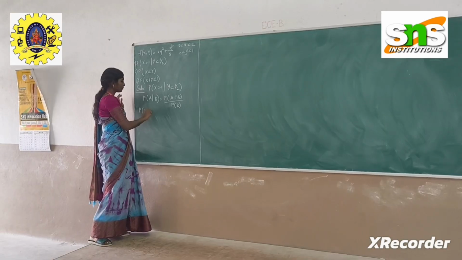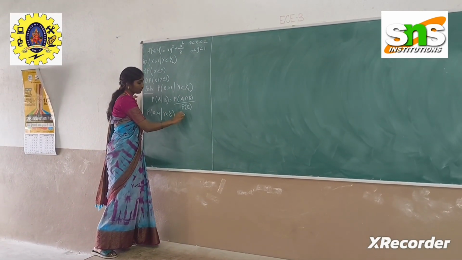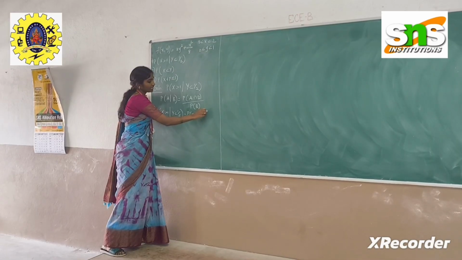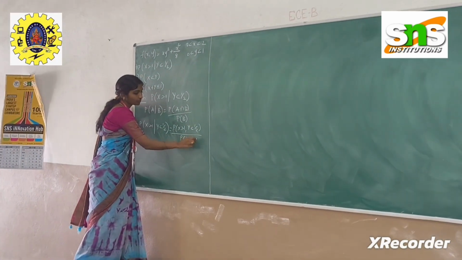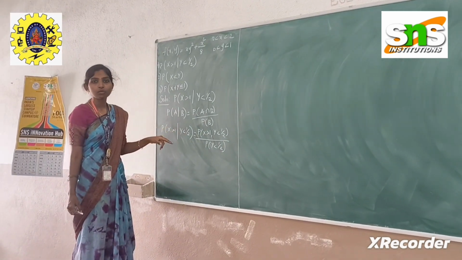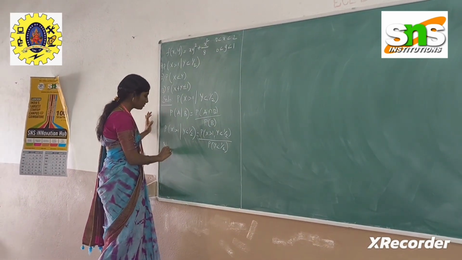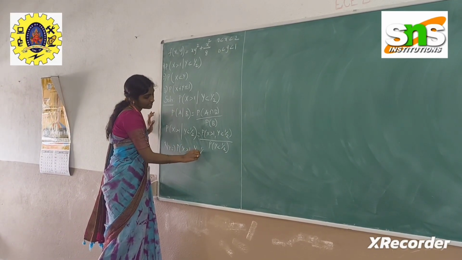Now we have this formula to compute this particular question. Probability of x greater than 1 given y less than 1 by 2 is equal to probability of x greater than 1 intersection y less than 1 by 2 divided by probability of y less than 1 by 2. So now we have the formula like this. Now we are going to find the numerator and the denominator separately. So the numerator will be probability of x greater than 1 comma y less than 1 by 2.